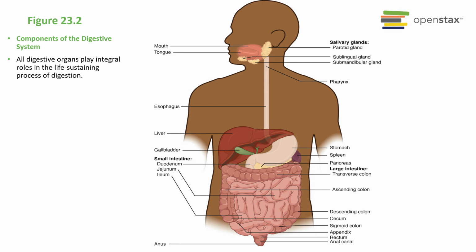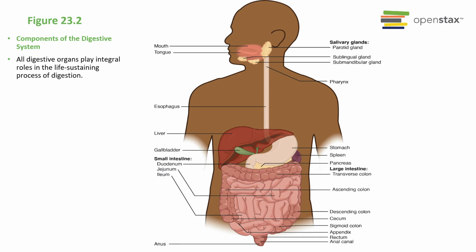The digestive system includes the organs and accessory structures shown on the screen here. The alimentary canal forms a continuous tube that is open to the outside environment at both ends. The organs of the alimentary tube or canal include the mouth, pharynx, esophagus, stomach, small intestine, and large intestine.